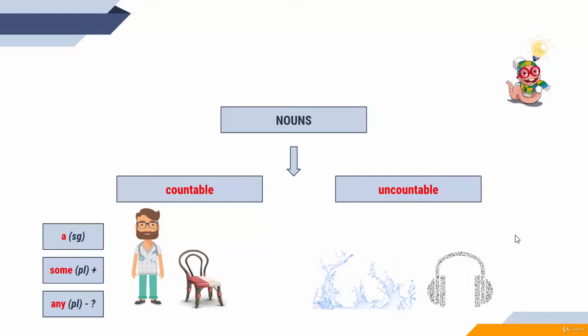This is the example. Any, if the sentence is negative or a question. Do you want to buy any flowers? Or, I don't want any flowers at home. This is for the countable nouns.